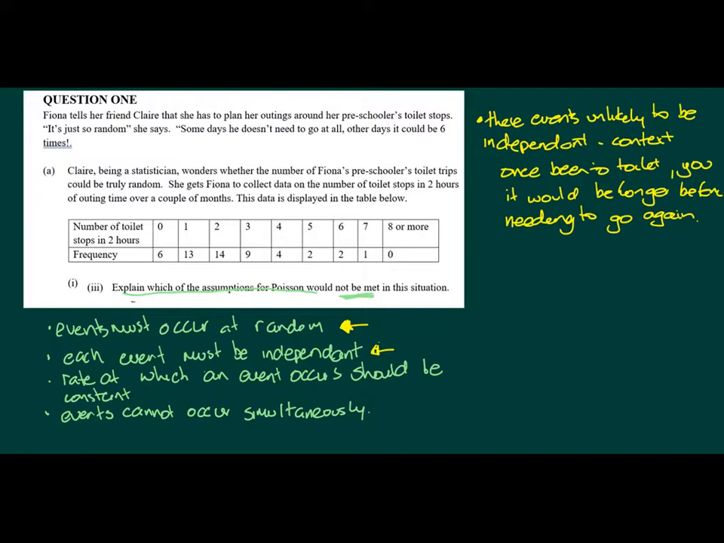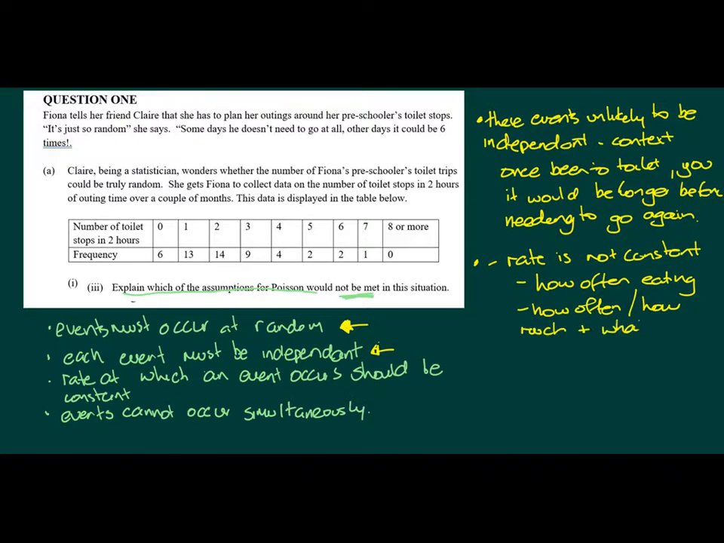The rate at which an event occurs should be constant. See, this one, I also don't think the rate is constant, because lots of different things can affect the rate at which the small child may need to go to the toilet. This could be how often they are eating, how often they are drinking, how much, and what they are drinking. And these are all outside factors.